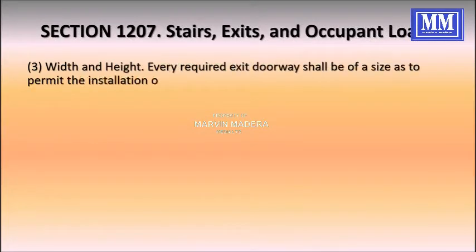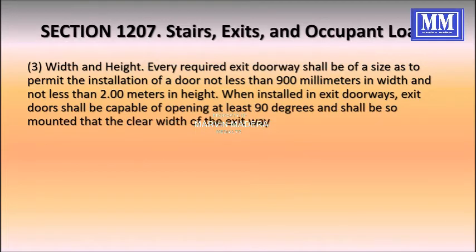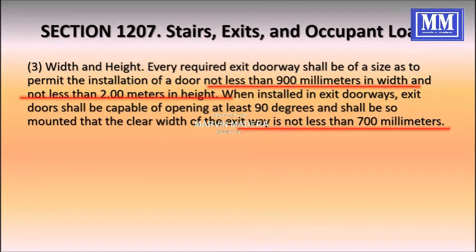Width and height. Every required exit door shall be of a size as permitted in the installation of the door, not less than 900 mm in width and not less than 2 meters in height. When installed, an exit door shall be capable of opening at least 90 degrees and shall be so mounted that the clear width of the exit ways is not less than 700 millimeters. Remember that exit doors measure 900 millimeters by 2 meters. And also, it should open at least 700 millimeters.